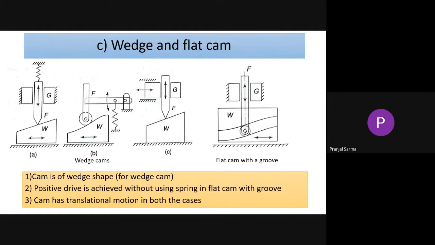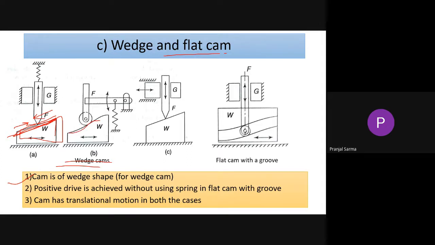We can also have wedge cam and flat cam. The name itself suggests what a wedge cam and a flat cam are. For the wedge cam, the cam is of wedge shape, as you can see in this case. Here a constant slope is there, so it will be a continuous kind of motion. Continuously it will move up, continuously move down. Similarly, here we can also have different contour cuts.